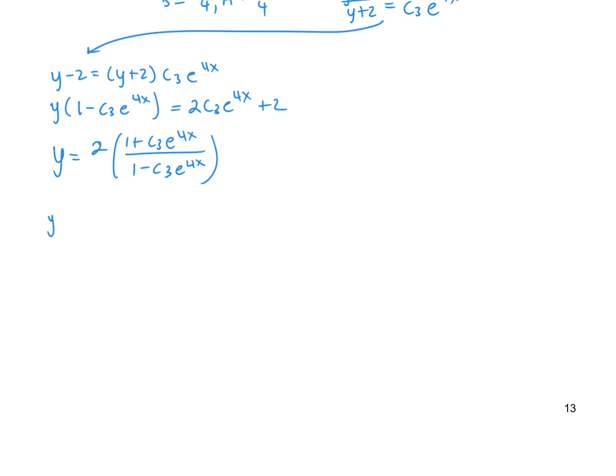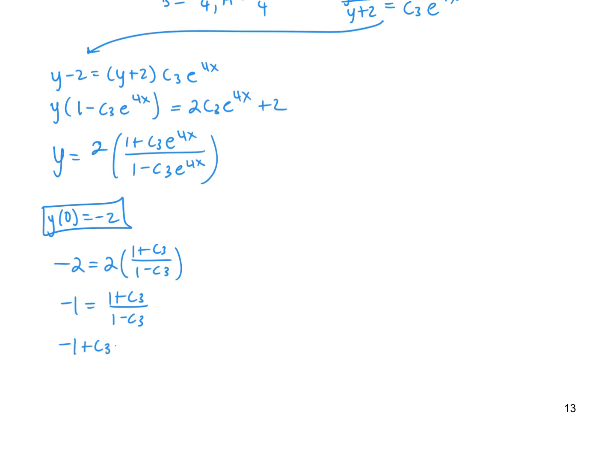So our condition is y of 0 is equal to negative 2. So we're going to substitute that in. We get negative 2 is equal to 2 times 1 add c3 over 1 subtract c3. So we get negative 1 is equal to 1 add c3 over 1 subtract c3. Okay, so if I multiply by that, I get negative 1 add c3 is equal to 1 add c3, which gives us negative 1 is equal to 1.